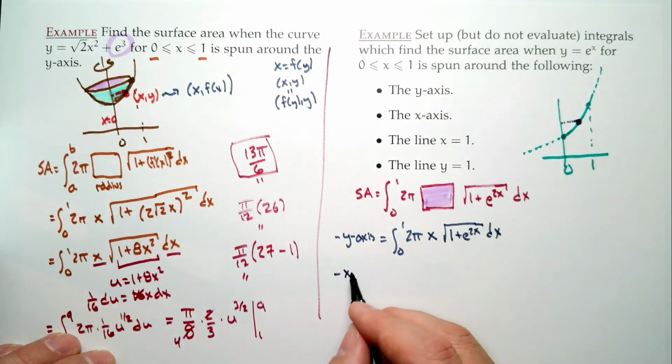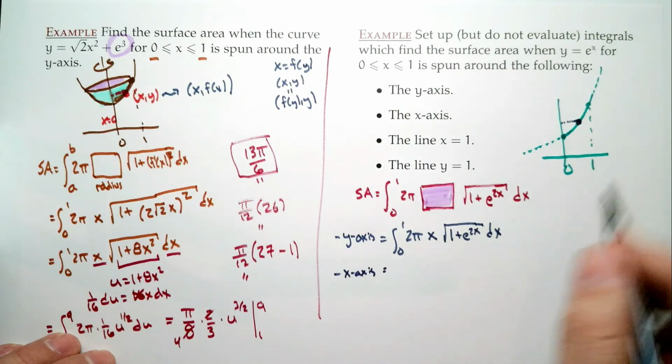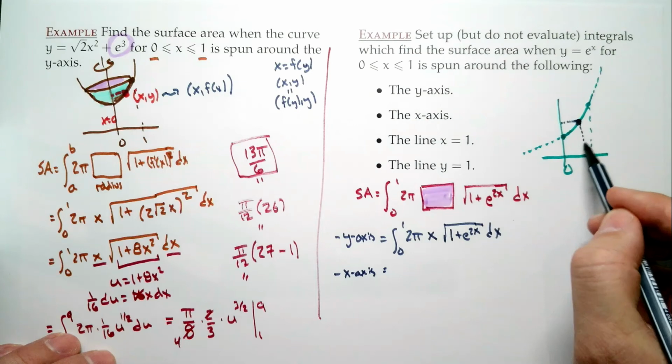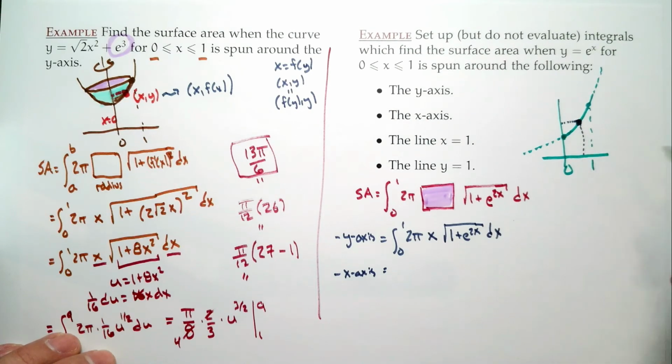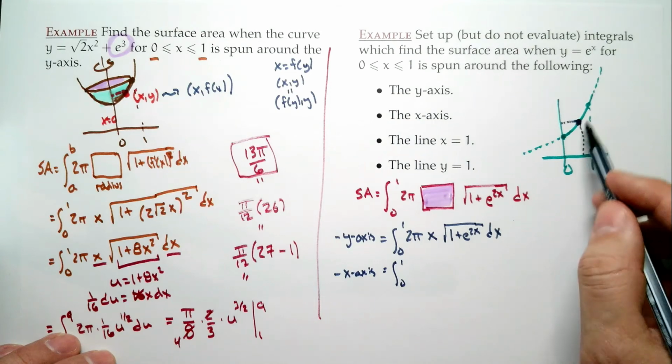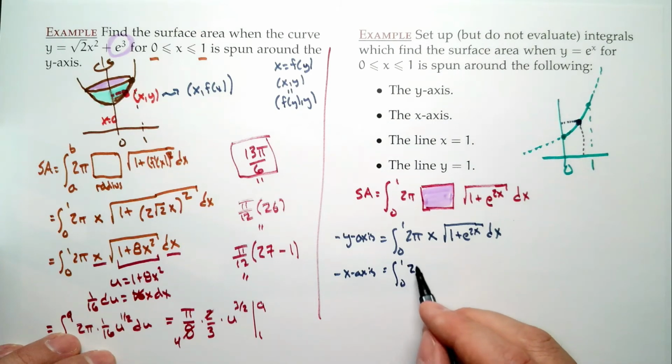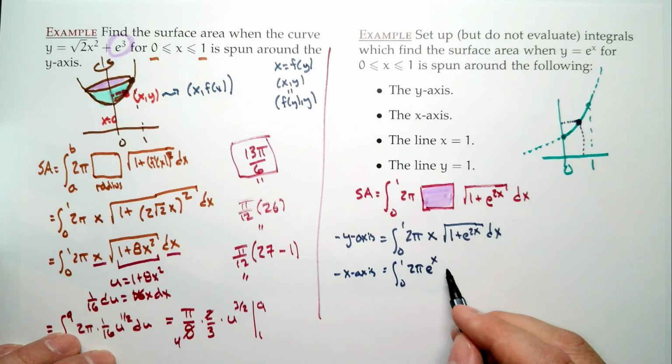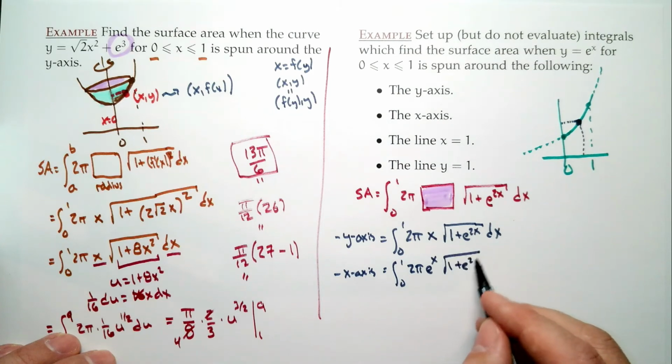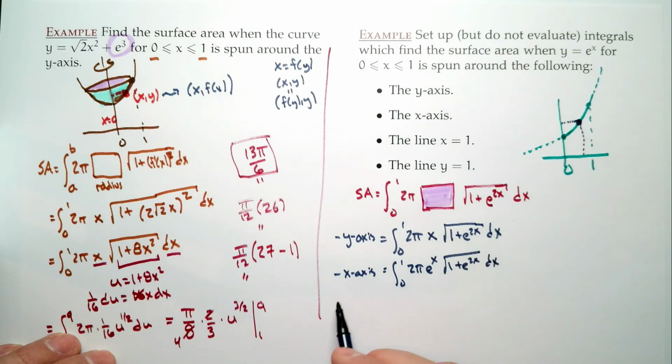All right, the x-axis. So that's this distance. How far is the x-axis? It's the y value, which is e to the x. So the integral is 2 pi e to the x square root of 1 plus e to the 2x dx.